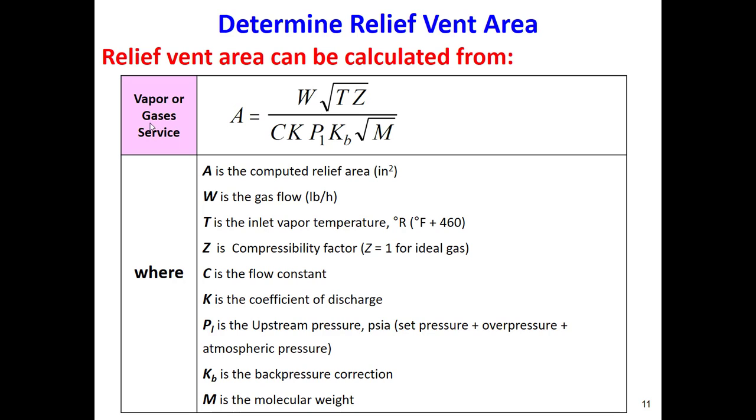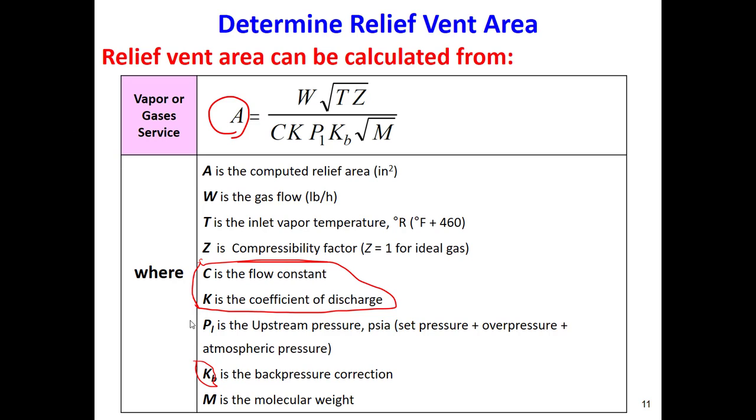For gas services, I mean all the vapors except the water vapor or steam, we will have such an equation where again we have W, which is the gas flow rate, T, temperature, Z, compressibility factor, C, K. Those are some factors that will be given to you. Those are some factors that you need to use.